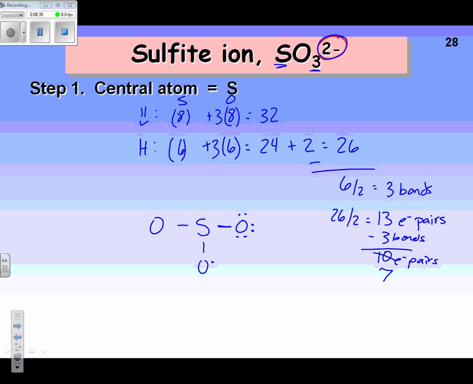This oxygen, again, is going to need access to 8 electrons, and so I've used up 3 more there, so that's going to give me 4 electron pairs remaining. This oxygen that's over here also needs to fill up its octet, and that used up 3 more pairs of electrons, so that gives me 1 more. I have no other place to put that unshared pair of electrons, so it has to go on that center atom, and this is the structure for the sulfite ion.